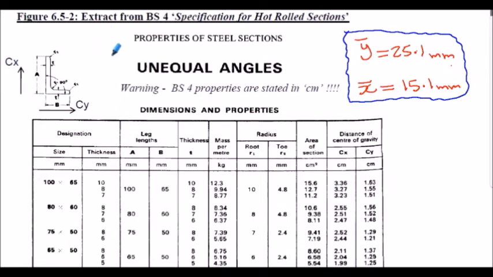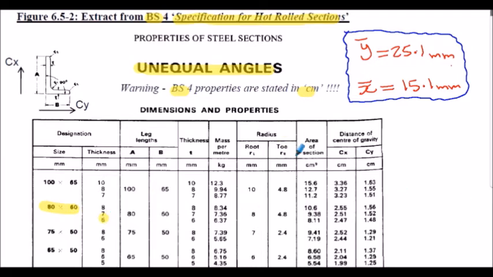Now question 1 wanted us to compare our X bar and Y bar calculated values, shown here for convenience, to those of British Standard 4 specification for hot rolled sections. This is an extract from the standard for unequal angles, which is what we have here. Just notice in the table below that BS4 actually states its properties in centimetres. So the section we were considering on the previous slide in question 2 was an 80 by 60 by 6 millimetre thick angle section.